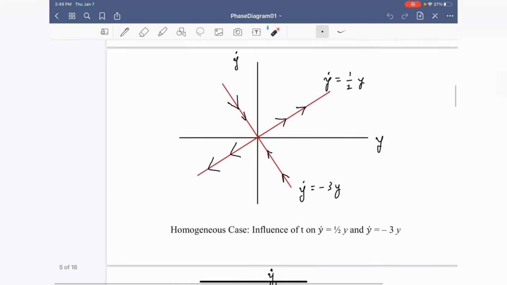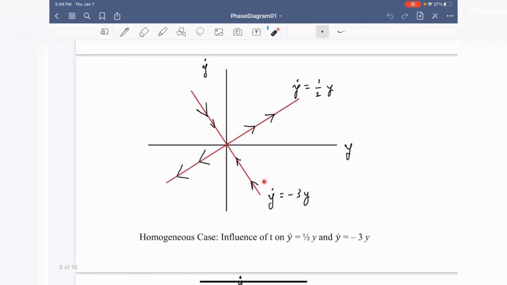So we see here that y dot equals minus 3y gives you this line here, this isocline we will call it, and y dot equals 1/2 y gives you this isocline. So any position on this line means that y is increasing, and if you're on this part, y is decreasing, as indicated by the arrows. So y is decreasing over time if you're going along this line, and if you're positive, it's increasing over time.